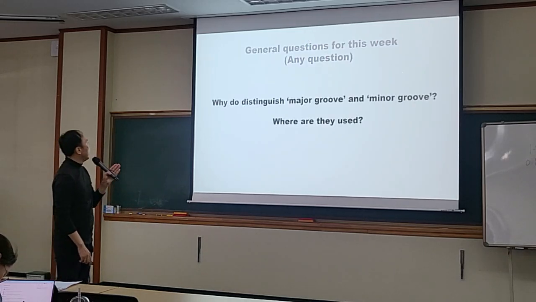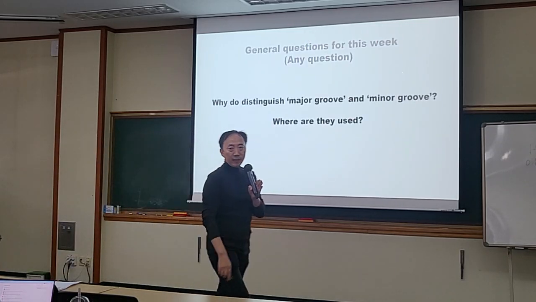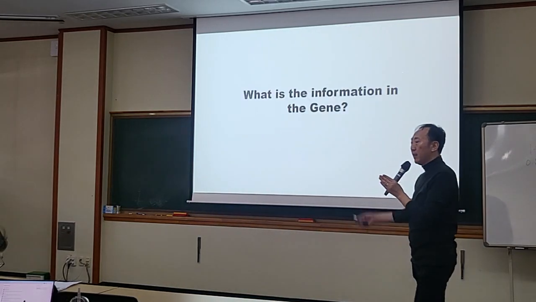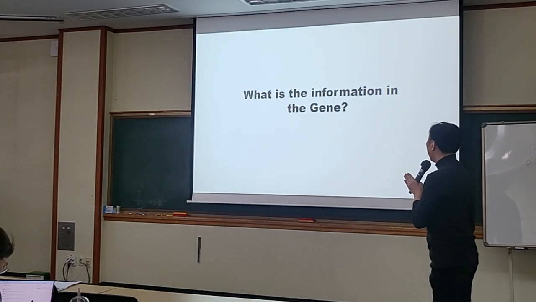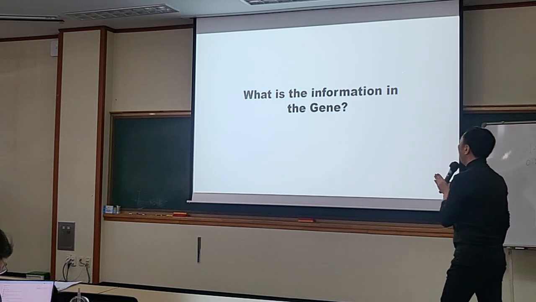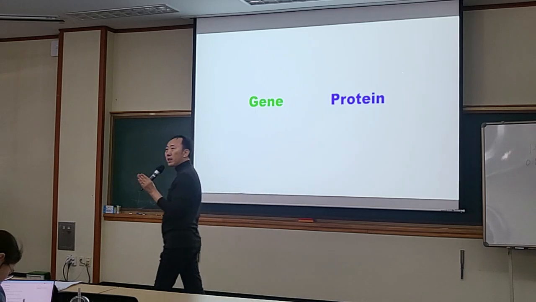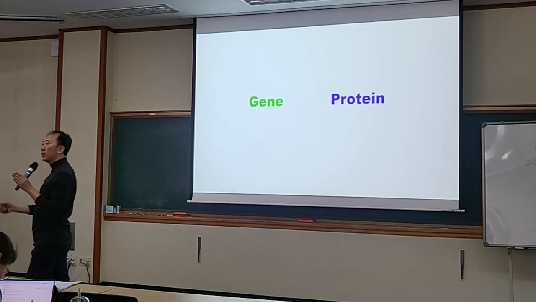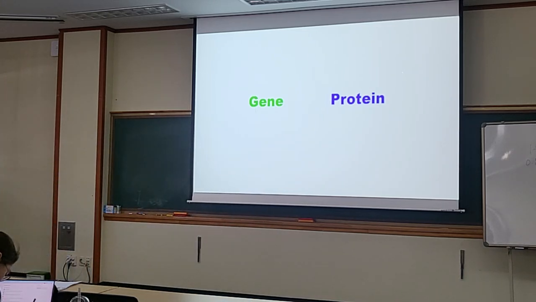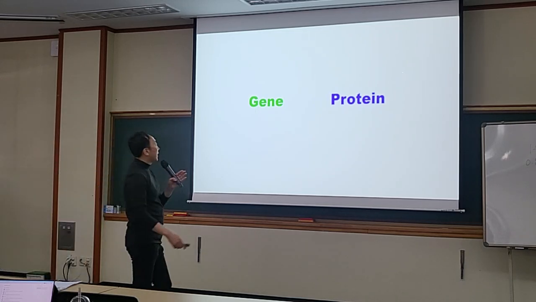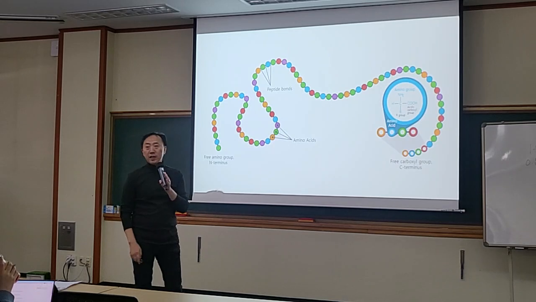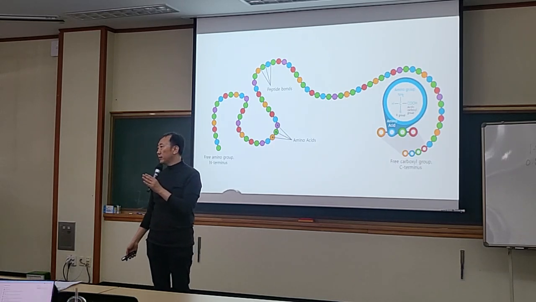Okay, general question. Major groove, minor groove, I just explained. So that is along all the DNA there is. Information in the gene, that is gene and protein. Basically, the quaternary information in a gene is the information to make protein. DNA is in a sense linear information, ATCG, and protein is also in a sense kind of linear, the first product.